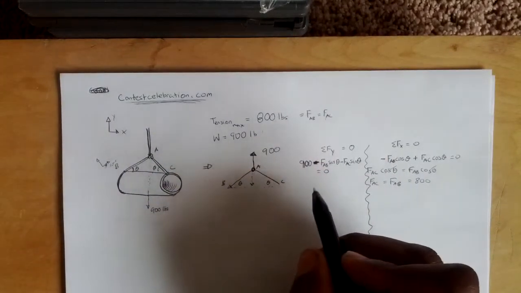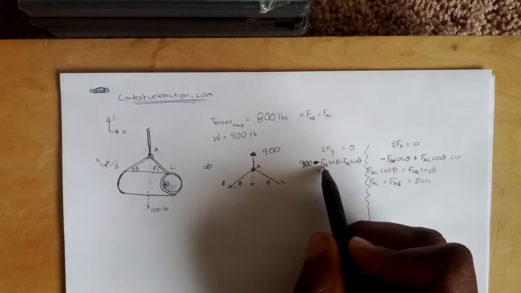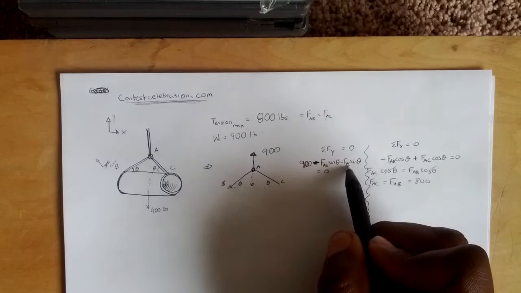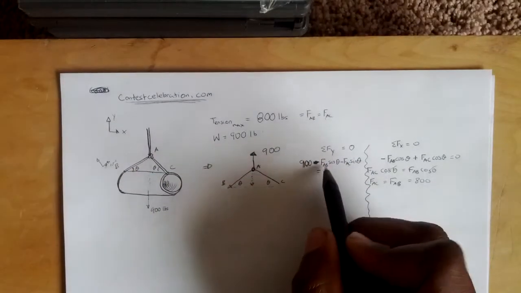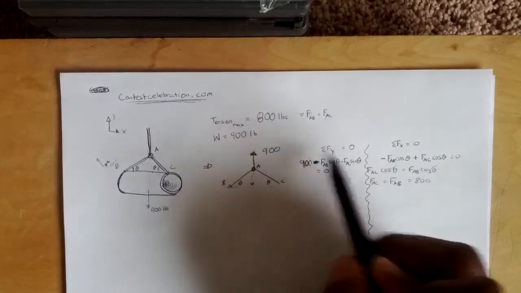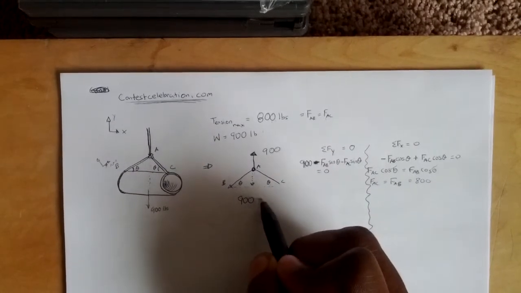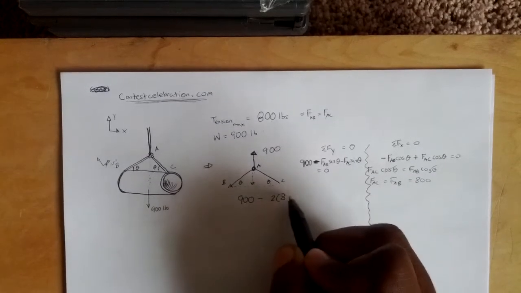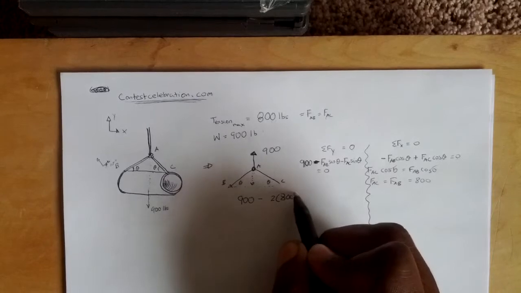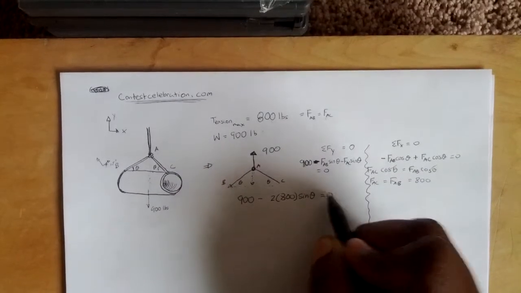So I'm going to rewrite that down here where I have more space. But we know already that this force is equal to this force, so we can combine like terms right there. And I'm going to plug in this 800 pounds right here as well. So we have 900 minus 2 times 800 pounds times the sine of angle theta equals 0.